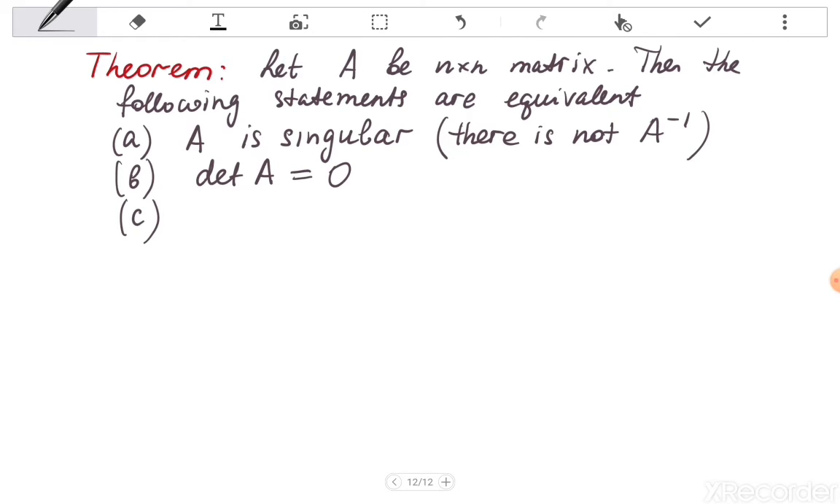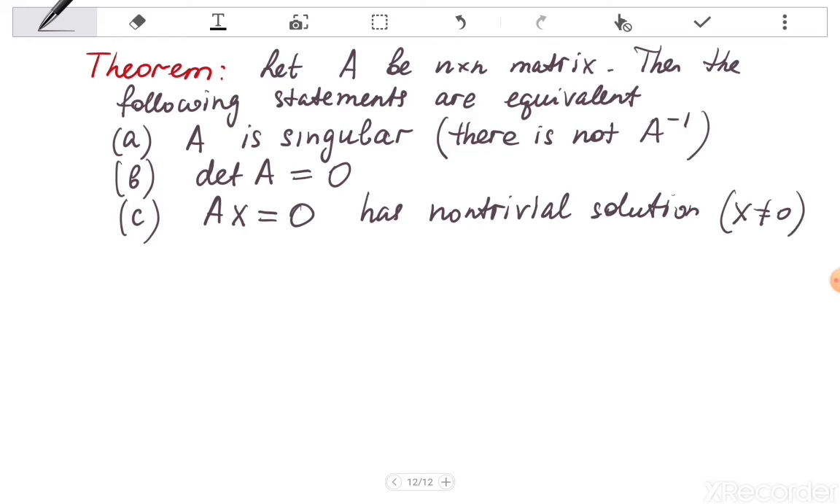We also have some other important statements here: that the system Ax equals 0, where 0 is the zero vector, A is the matrix, and x is the unknown vector, has a non-trivial solution. Non-trivial means that x is non-zero. Of course, this system has the trivial solution, right? If x consists of all zeros, the matrix multiplied by this zero will give us the zero vector. But this statement says that there is not just the trivial solution, but also some other non-trivial solution.